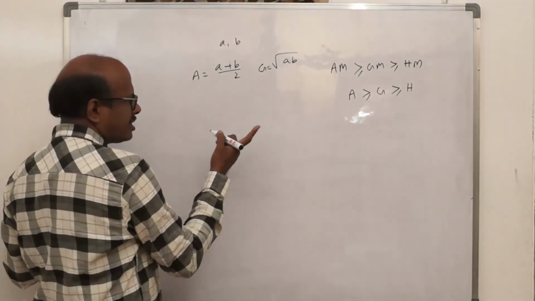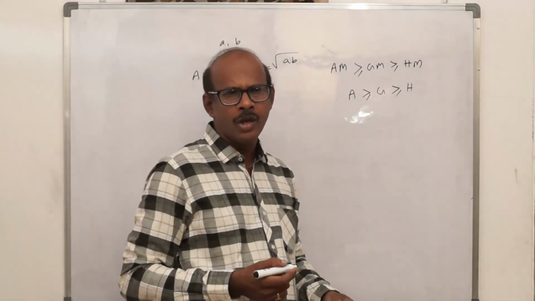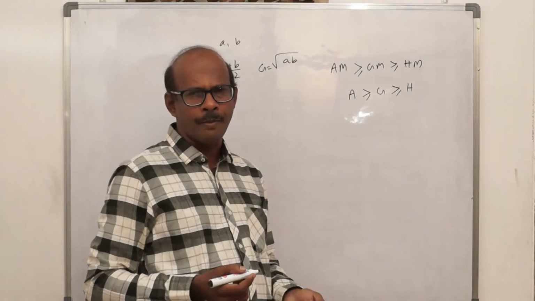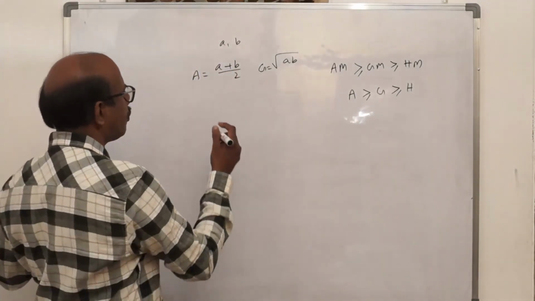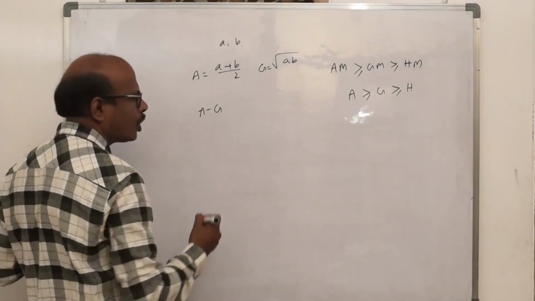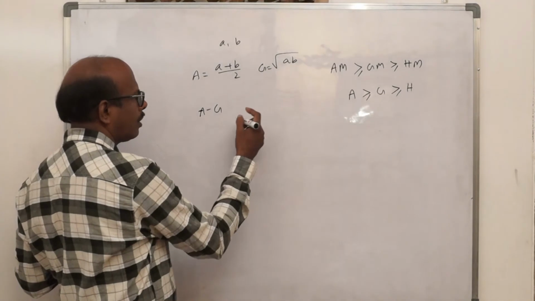formula, basic formula, from this only weighted mean and weighted GM, weighted HM, and power mean theorem, many inequalities, mostly used formula this is. Now that's why I am going to prove the relation, proof of the statement A greater than or equal to G greater than or equal to H.